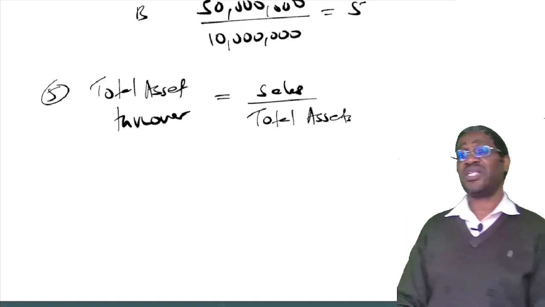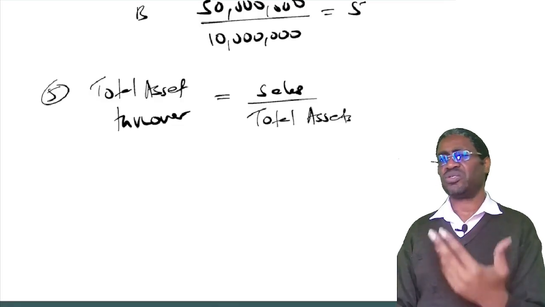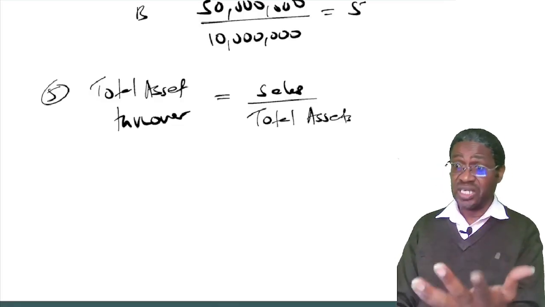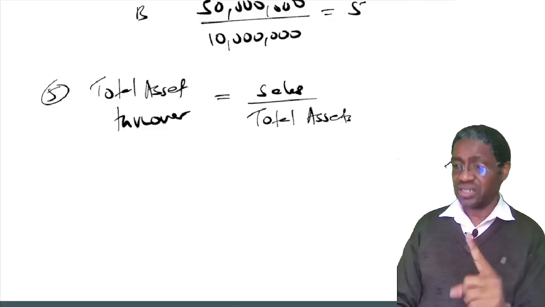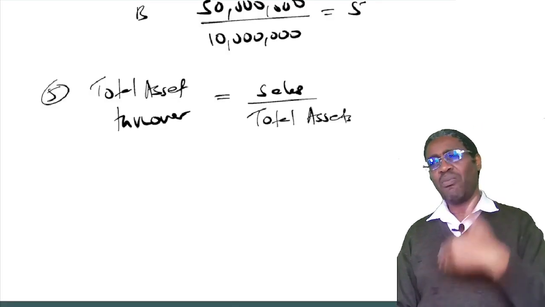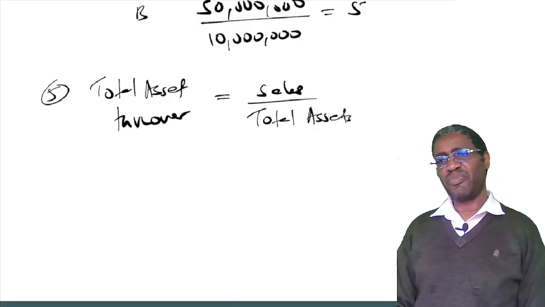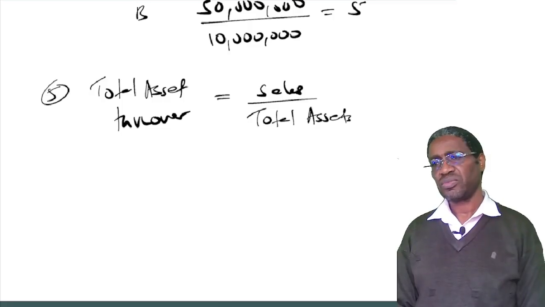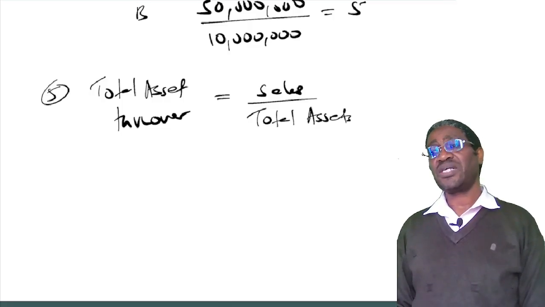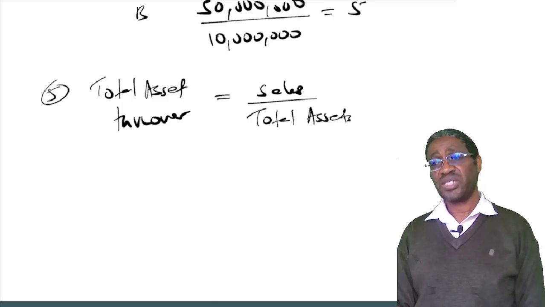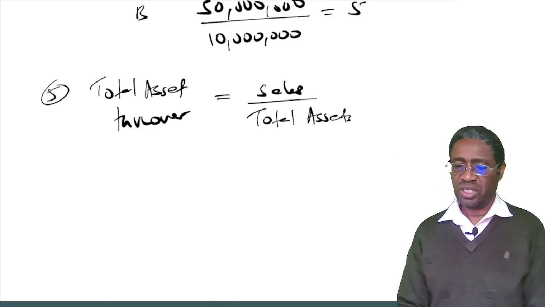Having interpreted the fixed assets, it's the same implication: for every shilling you're investing in your business as an asset, not as a fixed asset but as an asset, how much are you able to generate as sales? That's the interpretation of that ratio. Copy that formula. 5. Total assets turnover equals sales divided by total assets. Good. Number 6.